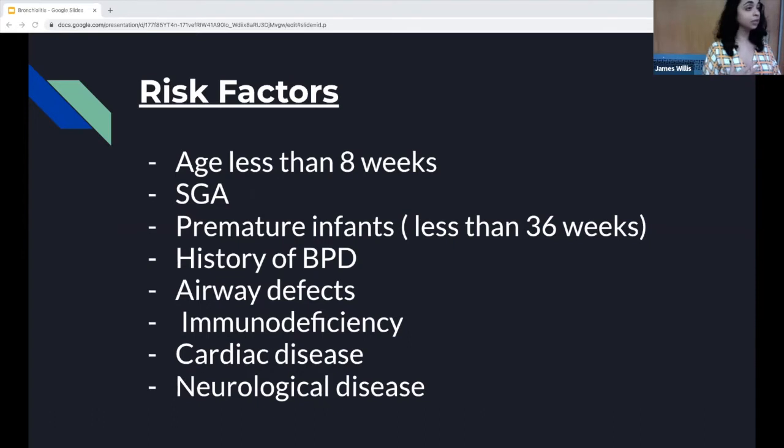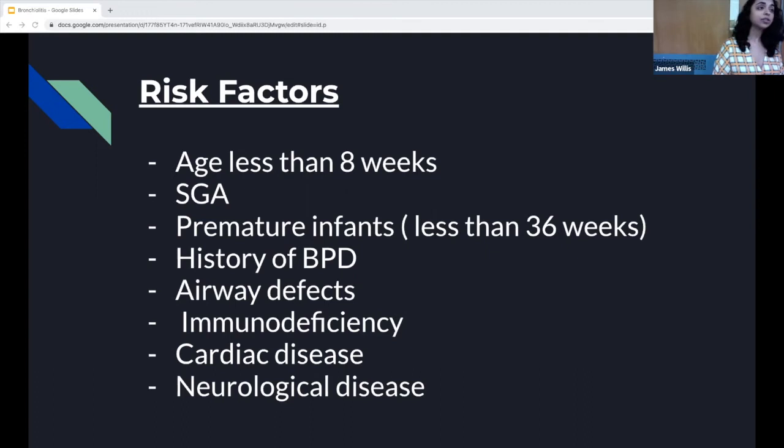Most infants tend to resolve with bronchiolitis, but those with risk factors have a more prolonged course of infection. So yes, SGA is an answer, but less than 8 weeks is the best answer. Premature infants, less than 36 weeks, those with history of BPD or CLD, airway deficits, immunodeficiencies, cardiac disease, and neurological disease are also high risk factors for serious infection. So we have a lower threshold for admitting these kids.